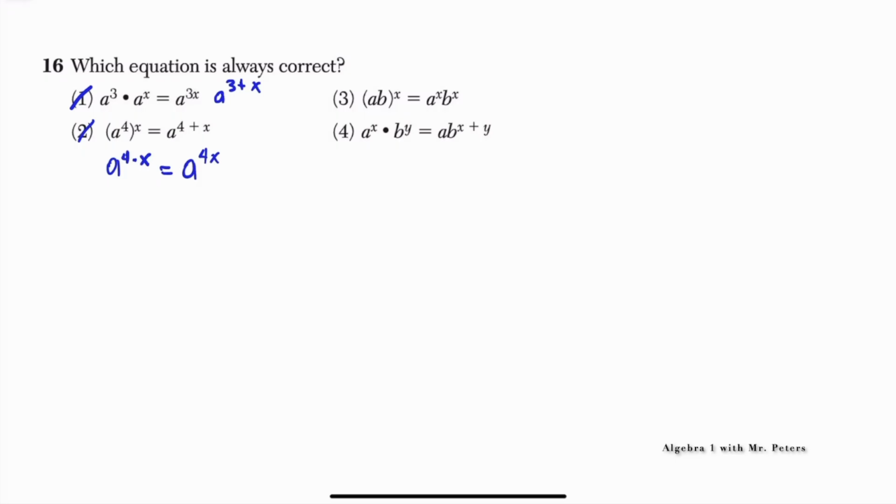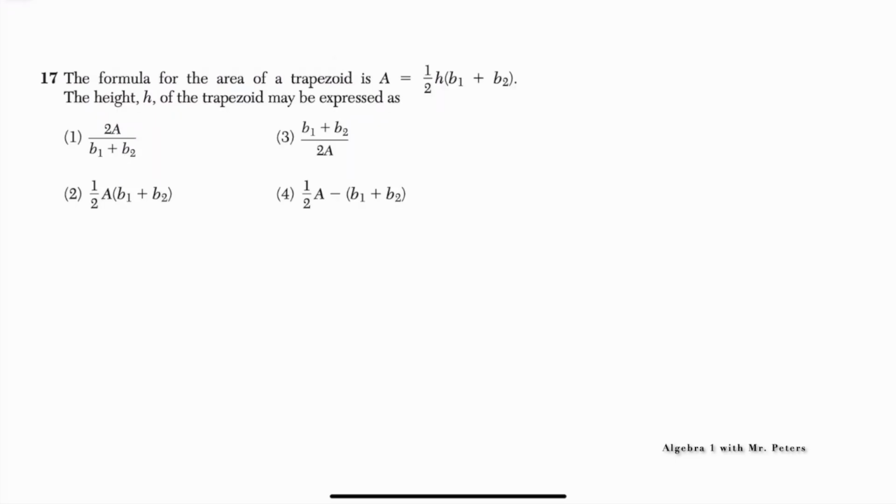Now when we get over to answer choice number 3, if we had the base of AB and we're taking it to a power, we would have to take both of those different bases to the same power. So a to the x, b to the x. So this would be our correct answer. Because when we look at answer choice 4, there is no exponent rule for this, and this is also going to be incorrectly applied.